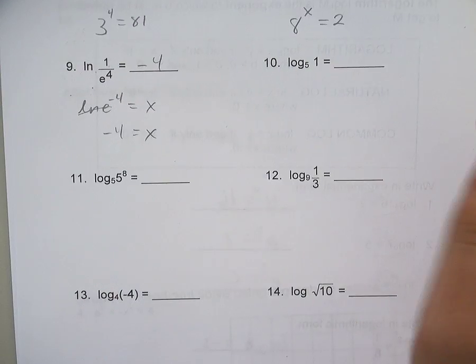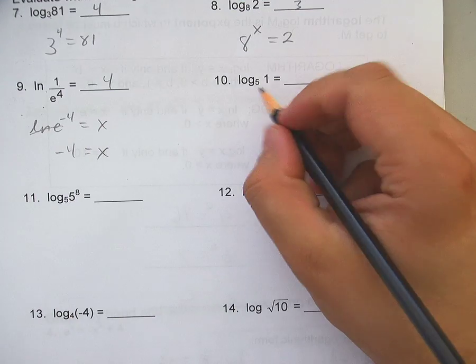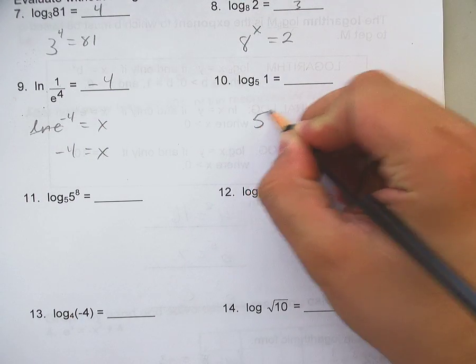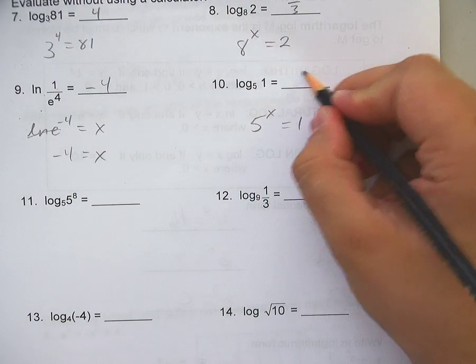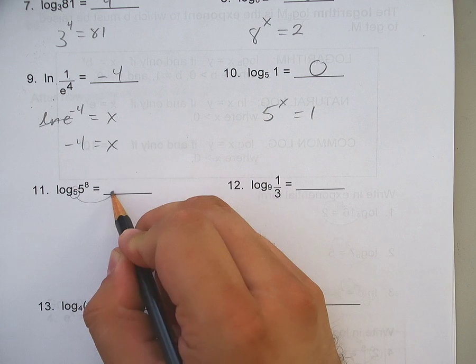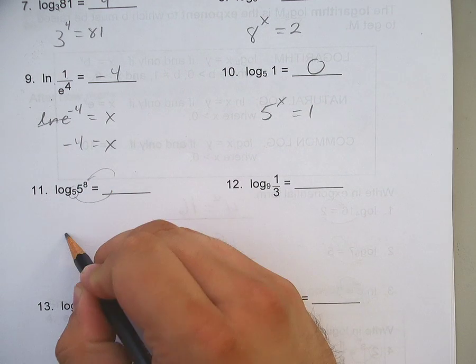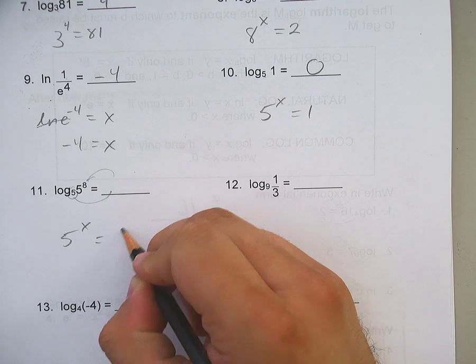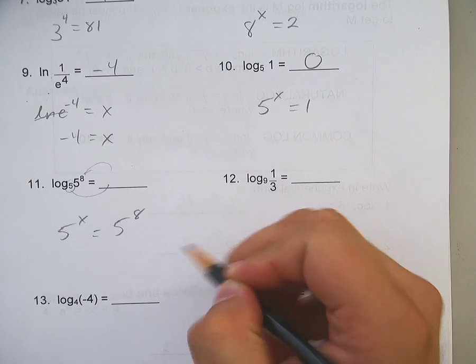And anywho, 5 to what power gives you 1? Well, that's 0. 5 to what power gives you 5 to the 8th? Well, that's easy. That's 8.